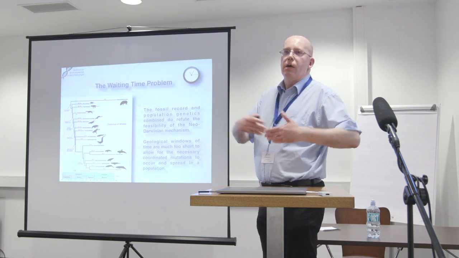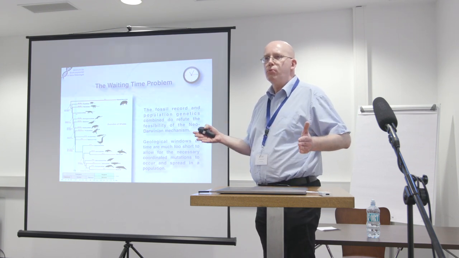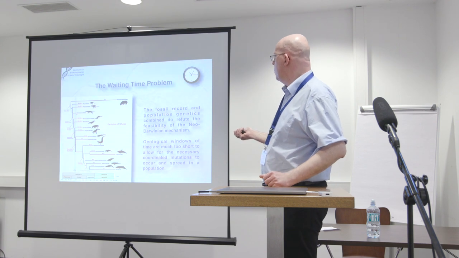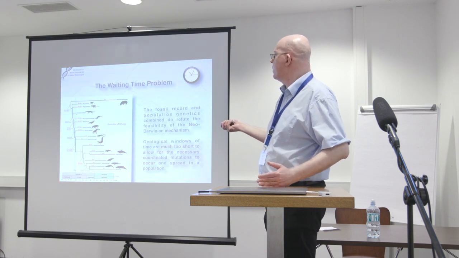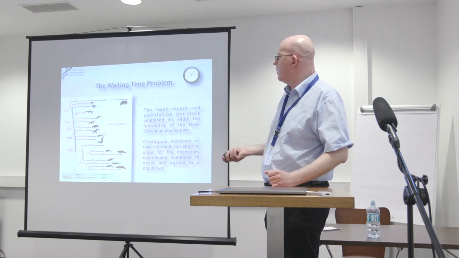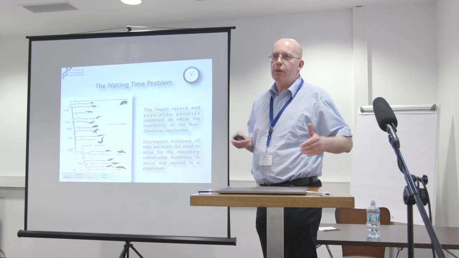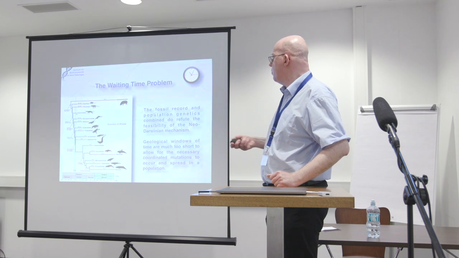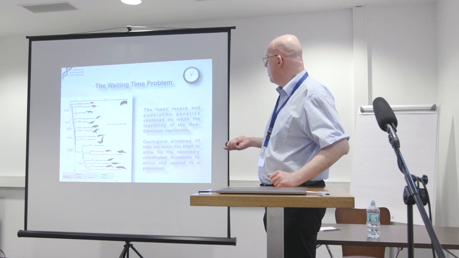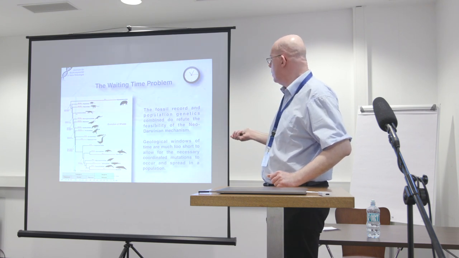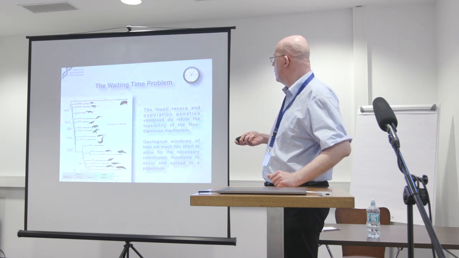And this transition requires a lot of reconstruction. If you look at whether this window of time is sufficient to accommodate the necessary genetic changes, can these changes occur in the population and can they spread in the population? Then you get a real problem for the mathematical feasibility of the Neo-Darwinian process, and that is the so-called waiting time problem.